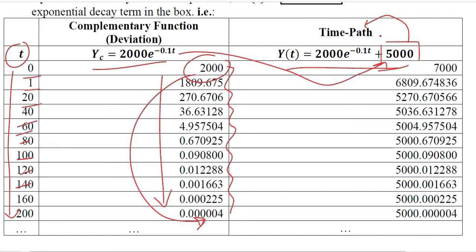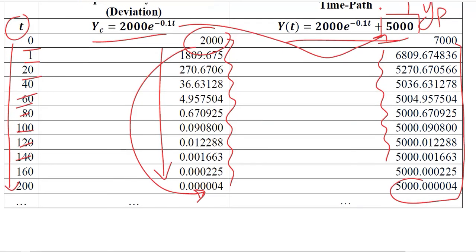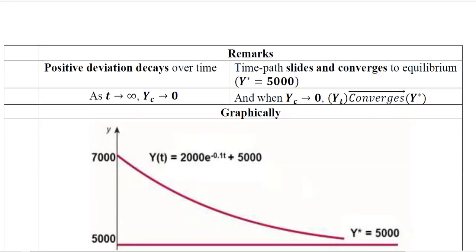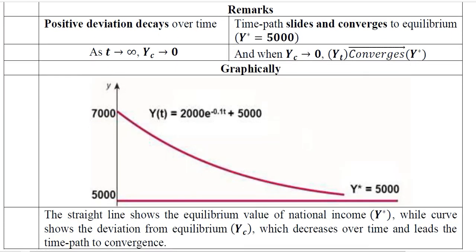So we should introduce this deviation in the time path equation, that is Yp, the particular integral. 5000 was being added, and when we added it, we found that the value was declining from 7000 to 5000, and we know that 5000 is the equilibrium, and this value, which is very close to 5000, is a sign of convergence. So the first thing we notice is that the positive deviation decayed over time as time went on. The complementary function, that is the deviation, declined, and the time path slides and converges to equilibrium.